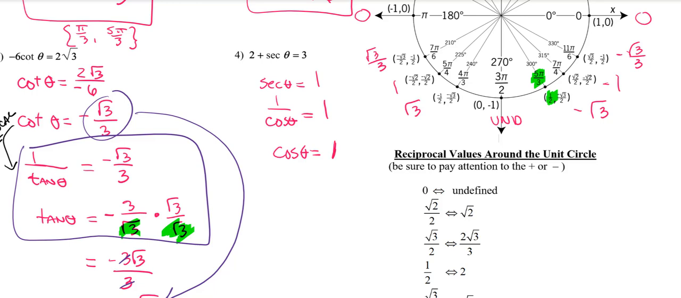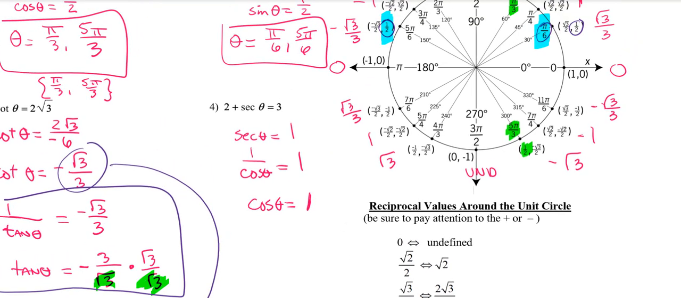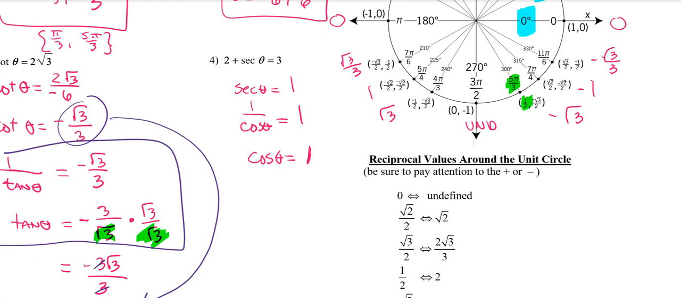So I get cosine of theta is 1, and when I look on the unit circle, there's one spot where that happens, and that's right here at 0 or 2 pi. But remember, I cannot include 2 pi because of the directions. The direction said that theta had to be between 0 and 2 pi, but underneath, 0 is less than or equal to theta is less than 2 pi. So because this did not include the equal sign underneath it, we can't use that. So my only answer for that one is just plain old 0.